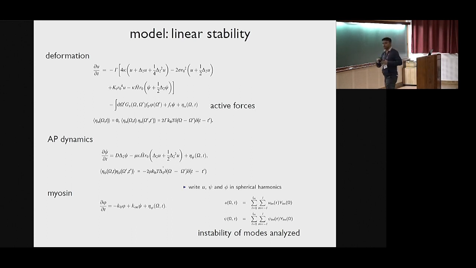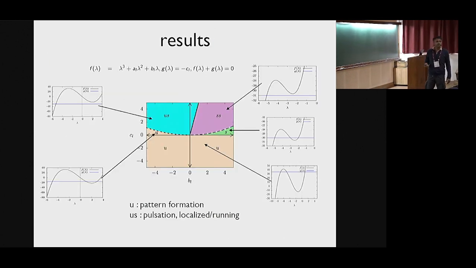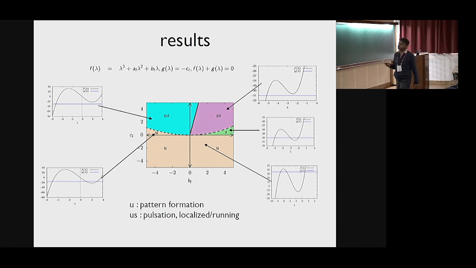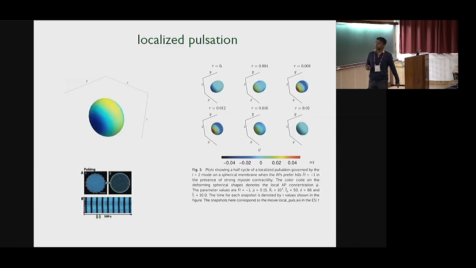So we are looking at small deformations around the sphere, so we can write this down in terms of spherical harmonics, just expand in spherical harmonics and do the analysis, and one can do a linear stability analysis in the spherical harmonic modes. One finds two particularly interesting regimes which will generate patterns, non-uniform structures. One regime I am calling U, so this is the regime of pattern formation, and then there is another regime here, which is an unstable spiral, which can generate both pulsation, localized or running pulsation. Yeah. So these are the results.